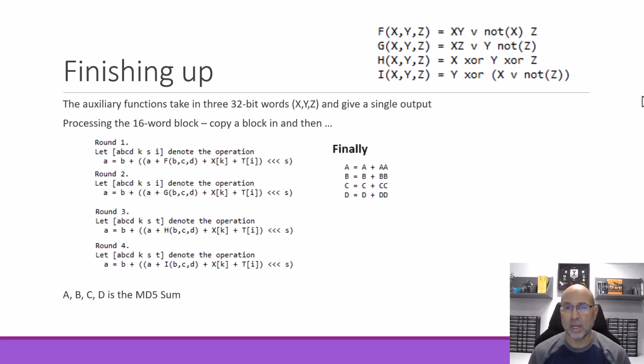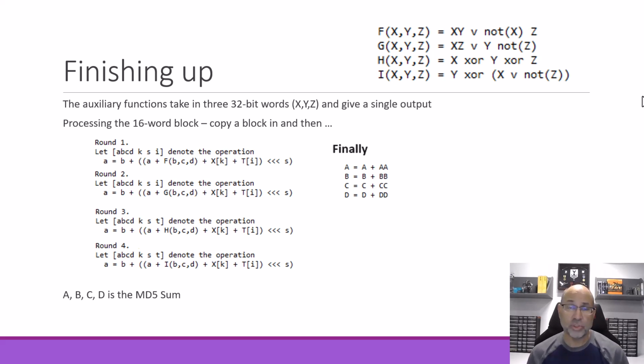Now, when you're all done, you want to get the final versions of A, B, C, and D, which is your actual MD5 sum. And you can see under the finally there, A is equal to A plus AA, and B is equal to B plus BB. And so there you have it. So that's the final version. So you run through all of these rounds, and you actually do this for every line of the data. You've got to go through all of the data, and you run all of the rounds, and then you come up with the final versions of A, B, C, and D, and that's your actual MD5 sum.